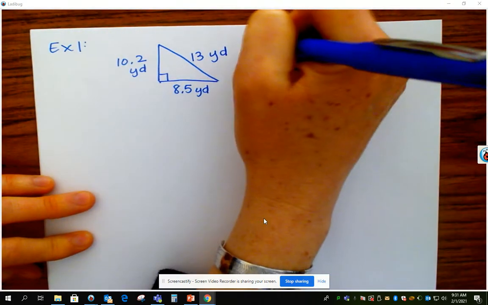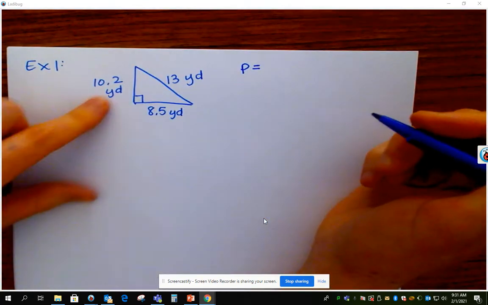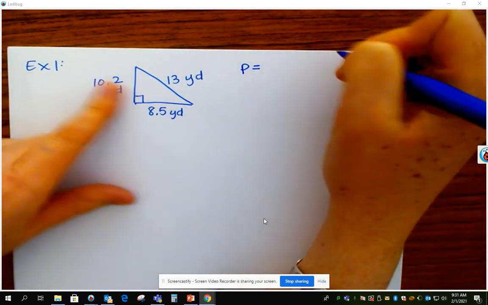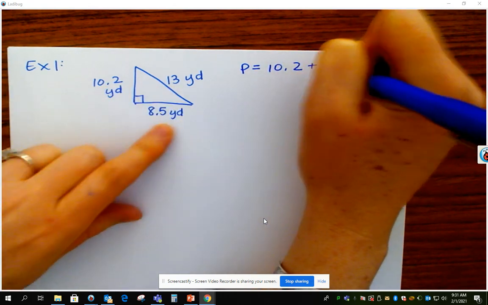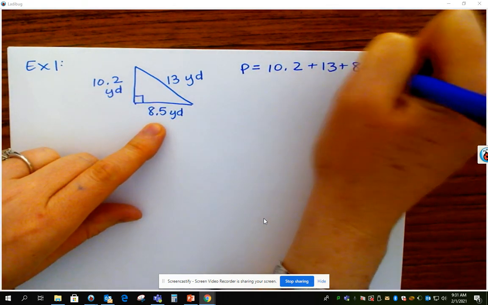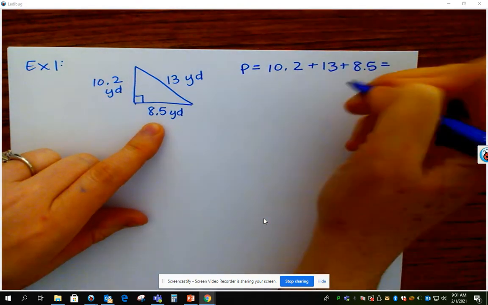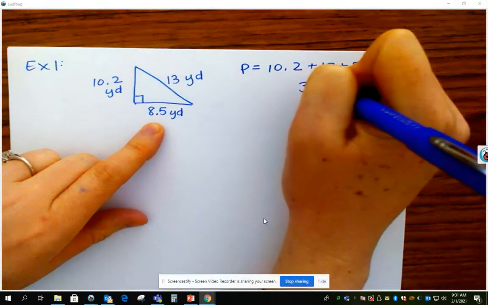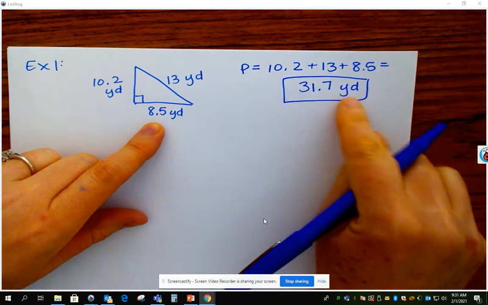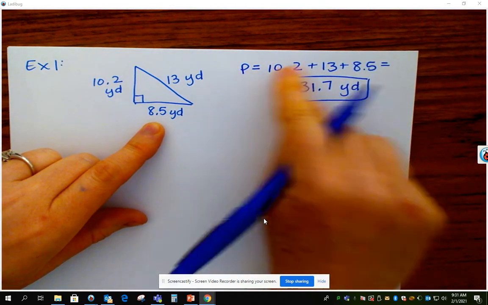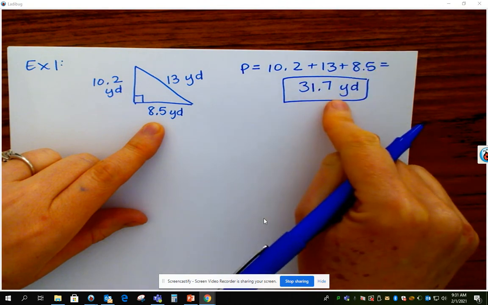So for perimeter, I simply add up all my sides. So I do 10.2 plus 13 plus 8.5. When I add that all together, I'm going to get 31.7 yards. Notice the unit is singular because I just added yard plus yard plus yard to get total yards.